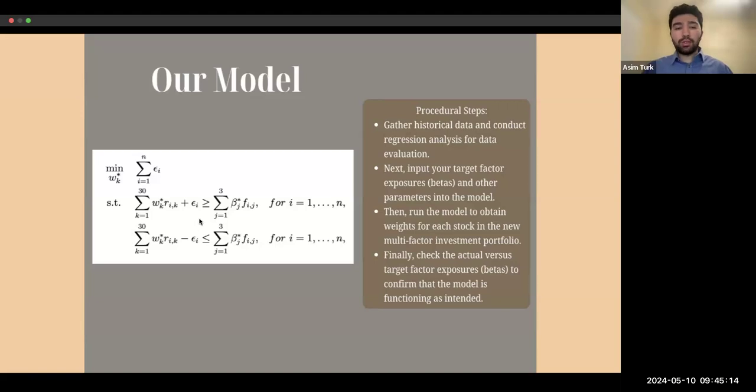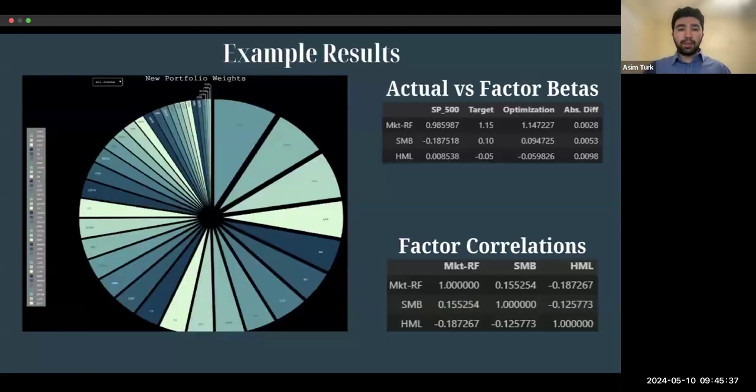So this is how we achieve it. We minimize the error terms, so the difference between our target factor exposures and the factor returns of our optimal portfolio is extremely little. Of course, we have many more constraints that are required to construct a portfolio, but we just wanted to show the core of the project. And this is some example results. The absolute difference is extremely little compared to our target and what the optimization model gives us. So this is really good. This shows that the model is working as intended.